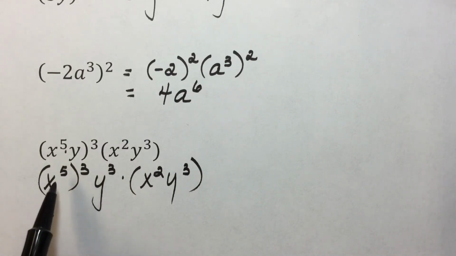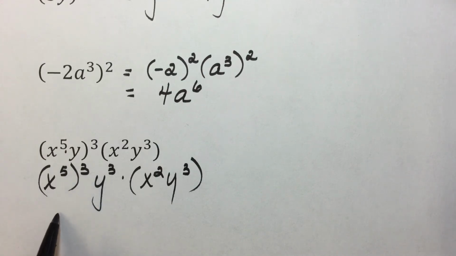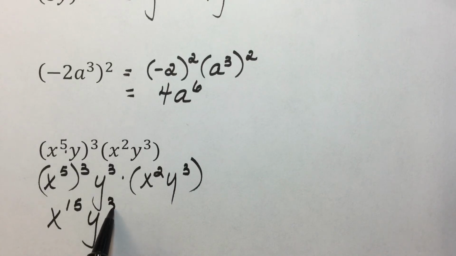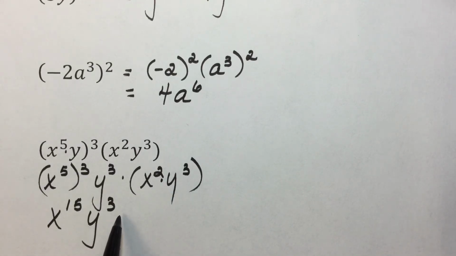When we have an exponent raised to a power, the power rule says we can simplify by multiplying the exponents together. 5 times 3 is 15. We have our y to the third, and it's being multiplied by a product as well, so we can eliminate the parentheses.